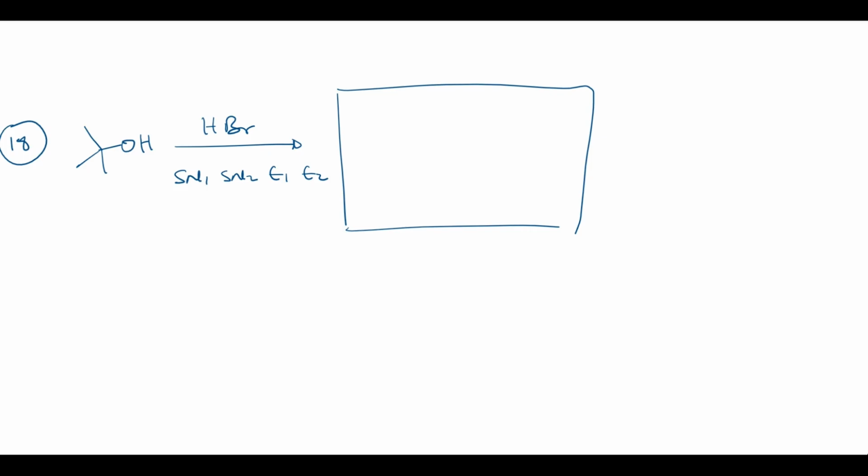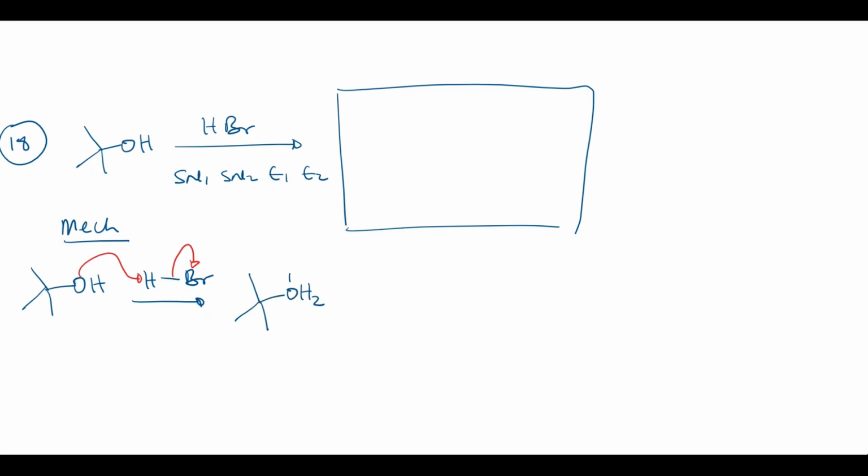In this problem, we are asked to predict the product of this reaction, as well as choose the right mechanism that this reaction will go through. I would like to draw the mechanism of this reaction. So the alcohol is reacting with hydrogen bromide. The first step is going to be protonation. The OH attacks the proton and breaks the bond between the hydrogen and bromine, and the excess electrons go to the bromine atom. So you will form a hydronium ion and a bromide.